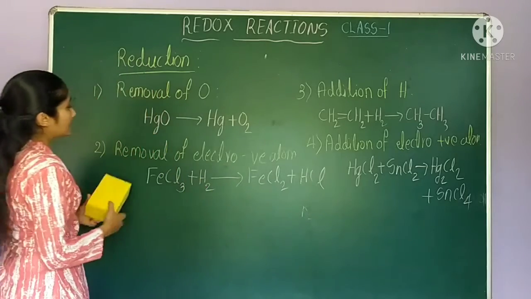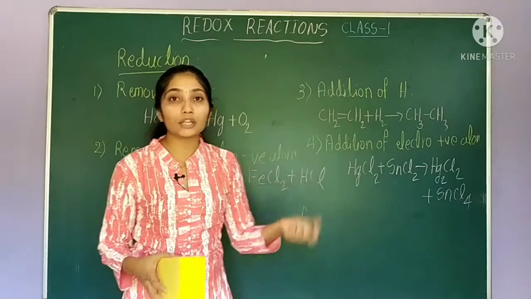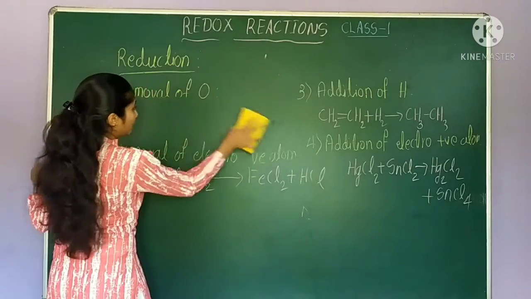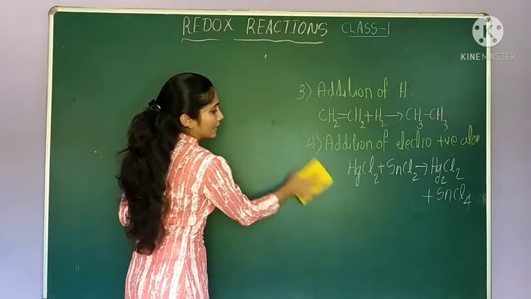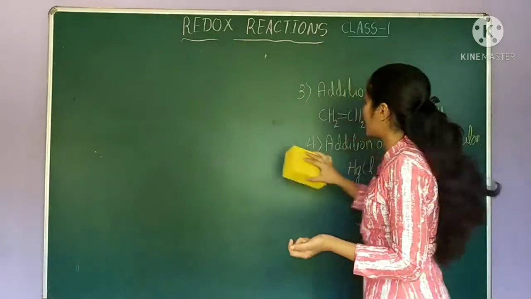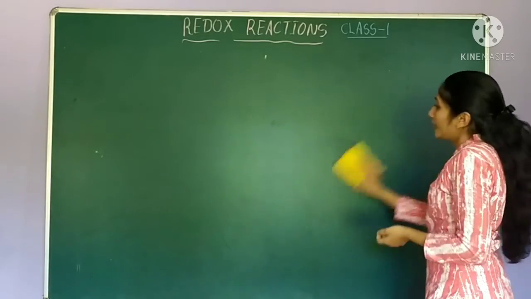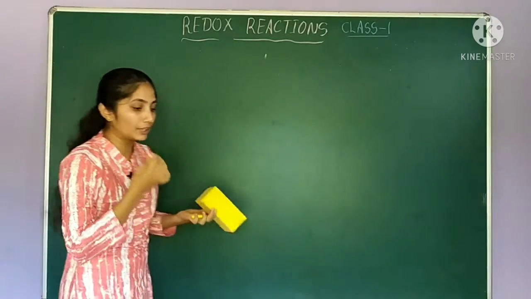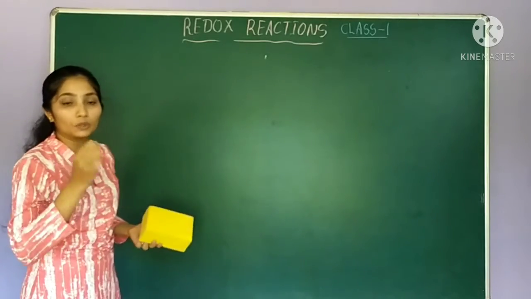Next is one of the very important concepts in redox reactions, that is electron transfer theory. A redox reaction always associates with electron transfer. That means a redox reaction is accompanied by electron transfer. For a redox reaction to happen, electron transfer must take place from one atom to another atom.